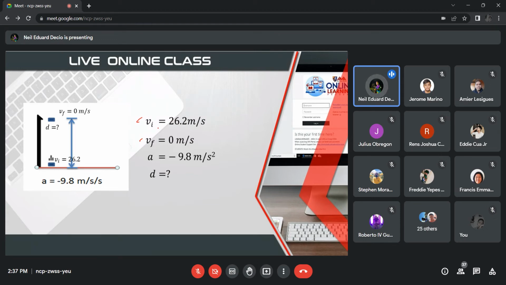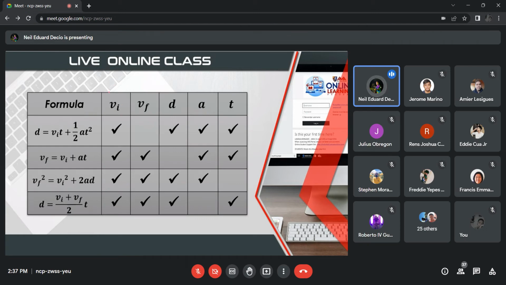Because based on the formula, if we're only given initial and final velocity, no formula here can solve it. The one in D has T, we need the time, and we don't know the time for that specific problem. But if we have the initial velocity, the final velocity, and the acceleration, which formula do you think we can use?